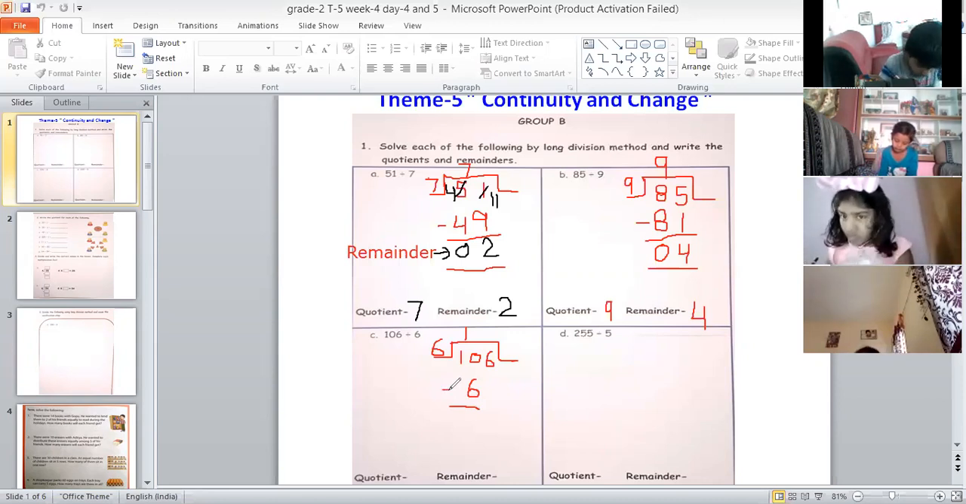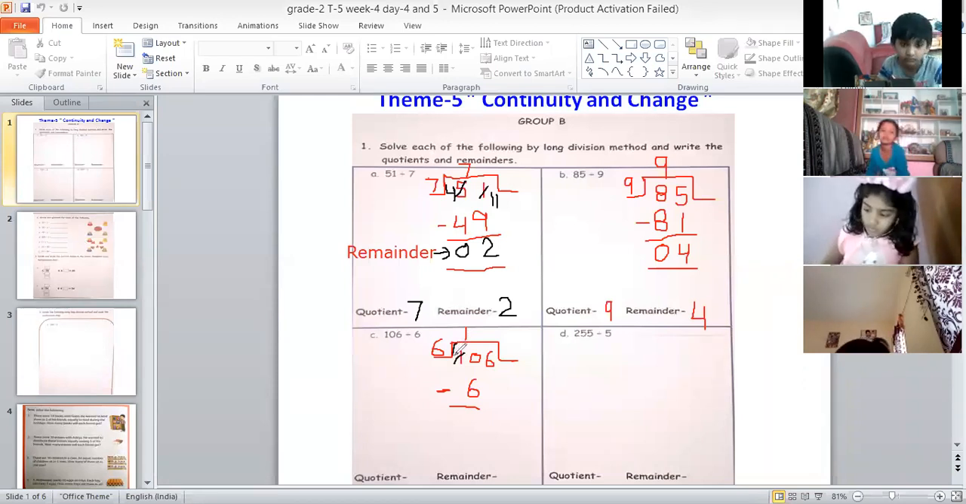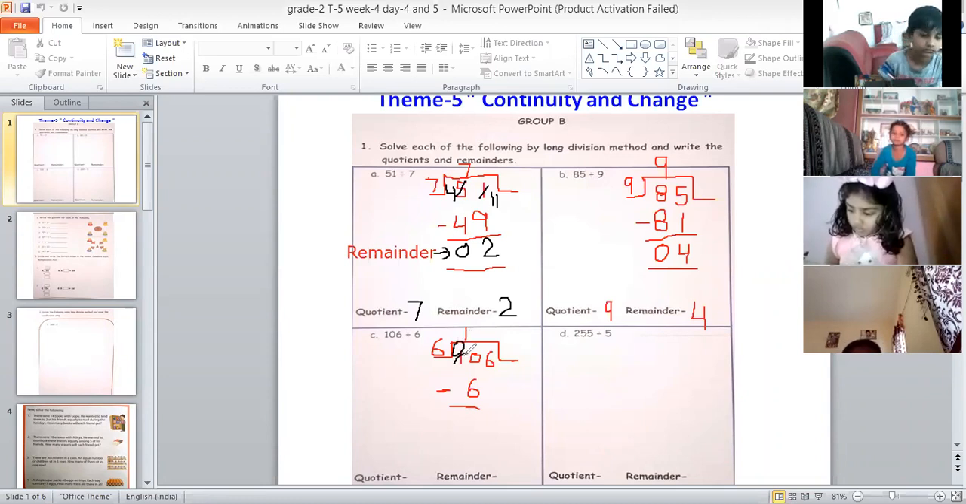Okay, Krishika. Now tell me, is it possible to take away 6 from 0? No, ma'am. What will we do? We will take borrow. Very good. We will take 1 borrow from this one. So we will cut this one and this one will become 0, and this 0 will become 10. Very good. We will cut this 0 and we will write 10.